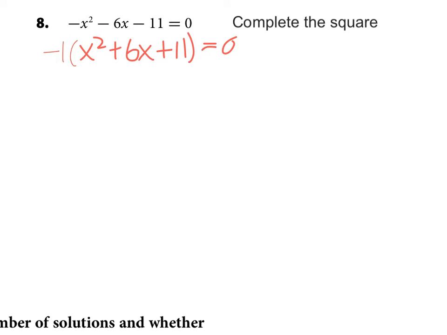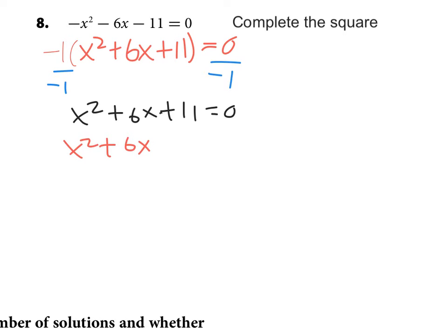The -1 is going to divide to both sides, and when you divide 0 by -1, nothing changes on that side, leaving you with just x squared plus 6x plus 11 equals 0. So now I need to make the space. So I'll have x squared plus 6x with a space. Bring the 11 to that side as a negative.